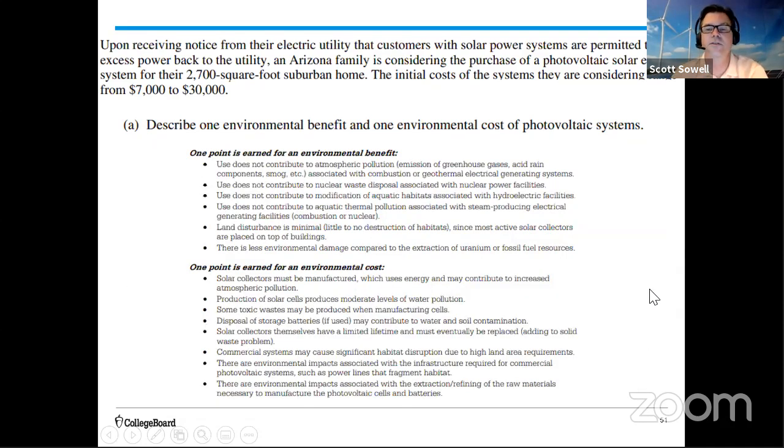So the official scoring guide for this, you could have talked about any of these environmental benefits that really do contrast them with other energy sources, like there's no nuclear waste like you would find at a nuclear power plant, those kind of things. And then in terms of the cost, the negative to the environment was a lot about how they were manufactured, that you'd have to use water or other resources to build the solar panels. And then there's issues with the infrastructure for the commercial use of the photovoltaic systems. So yeah, 1 point for environmental benefit, 1 point for cost.